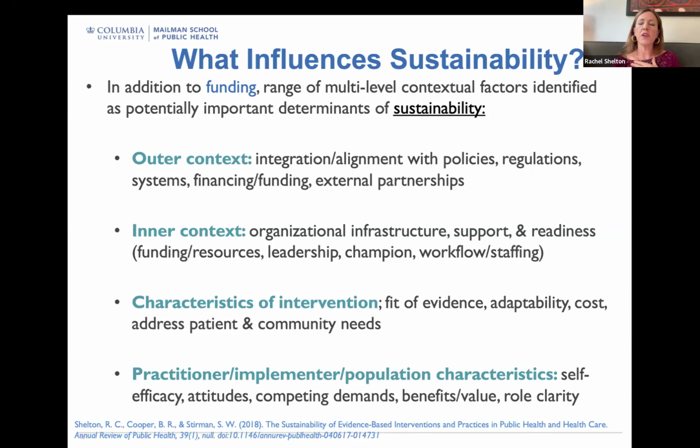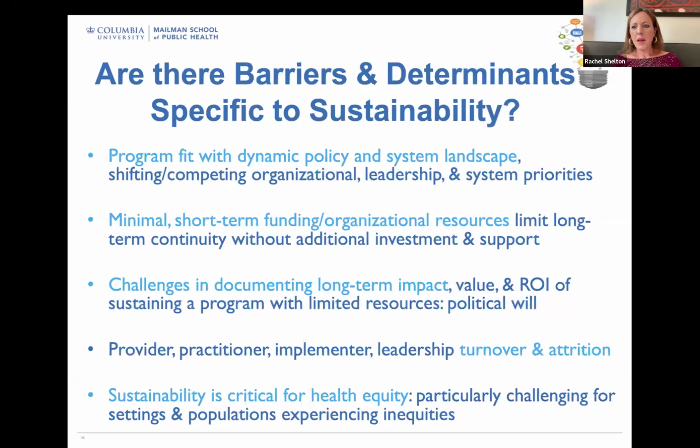We know that interventions that are more adaptable and where settings can have more ownership are more likely to be sustained. And then do we have the deliverers and do they have the capacity and motivation and support around delivering it? So all these are critical for both implementation and sustainability. But we also know there's some additional factors that we have to think about with sustainability because of that dynamic nature of time, right?